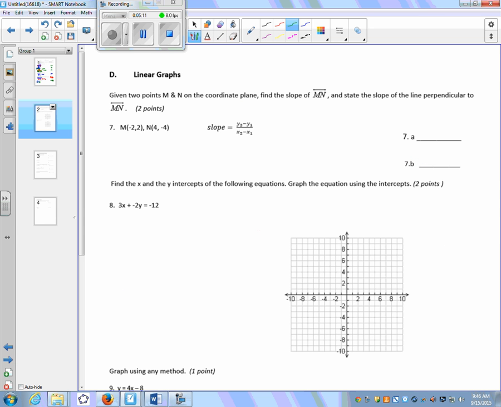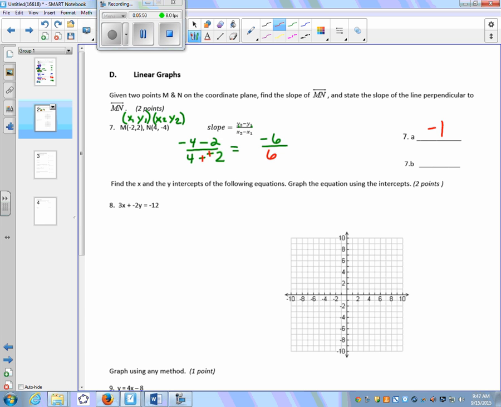Now graphs. Given 2 points, find the slope. Here's our slope formula. We're going to do x1, y1, x2, y2. Those are the 2 points here. So y2 minus y1 on top is going to be negative 4 minus 2 on the top, and x2 minus x1 on the bottom is going to be 4 minus a negative 2. So negative 4 minus 2 on the top is negative 6, and 4 minus a negative 2 is like plus a positive, so it's negative 6 over 6, or negative 1.